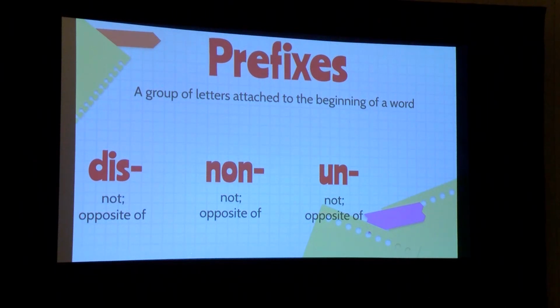Dis and non and un are all grouped, and they mean not or opposite of. If you add them to the beginning of a word, they do create an antonym of the word or something that is opposite. The new one that we will learn today is re, which means back or again.